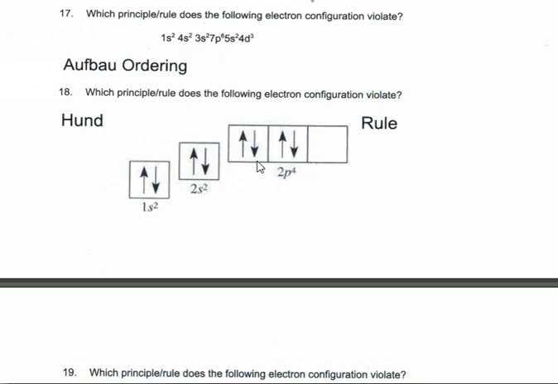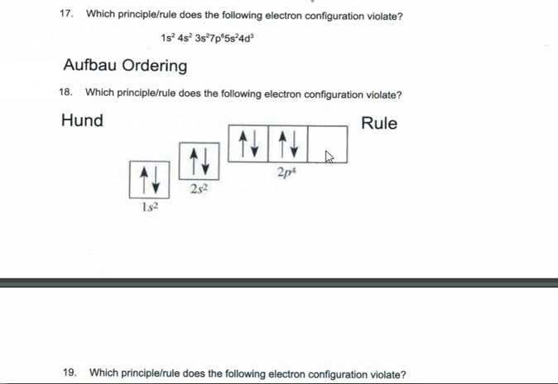So when we do not keep them separated, that violates the Hund rule. The Hund rule says we will separate electrons as much as possible. We would not leave an empty orbital here and do two pairs here. This would be one pair and one by itself and one by itself. So whenever you don't do it correctly, you're violating the Hund rule.